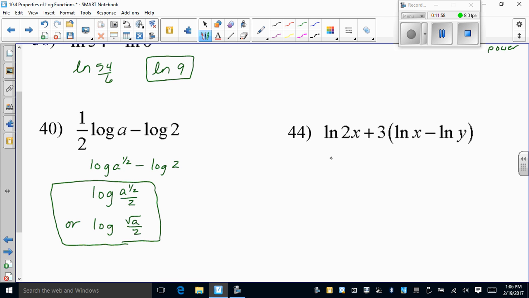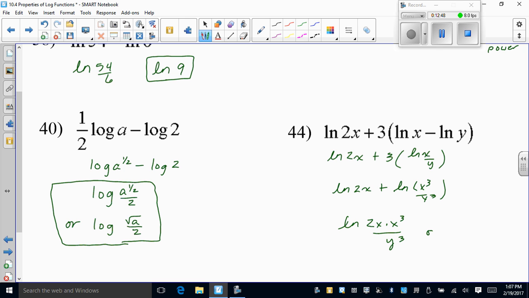So this is natural log of 2x plus 3 times the natural log of x. I've got to watch that. The natural log is not part of the division. Natural log of x over y. So this gives me the natural log of 2x plus the natural log of x cubed over y cubed. And now I can bring my addition part together. So this is the natural log of 2x times x cubed over y cubed. Or we're going to clean it up: natural log of 2x to the 4th over y cubed.